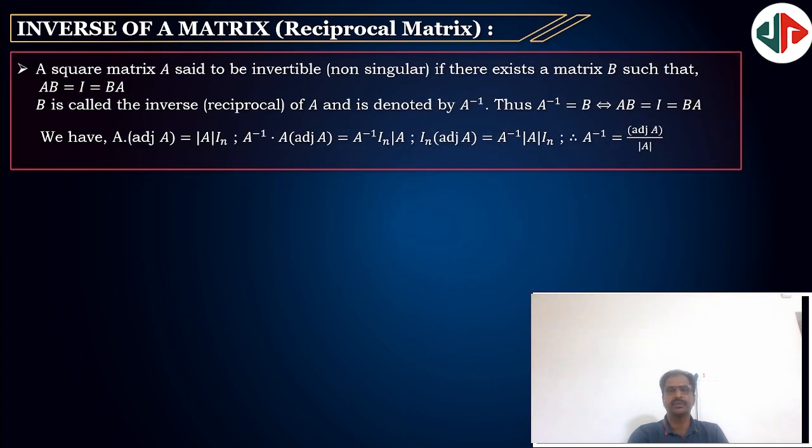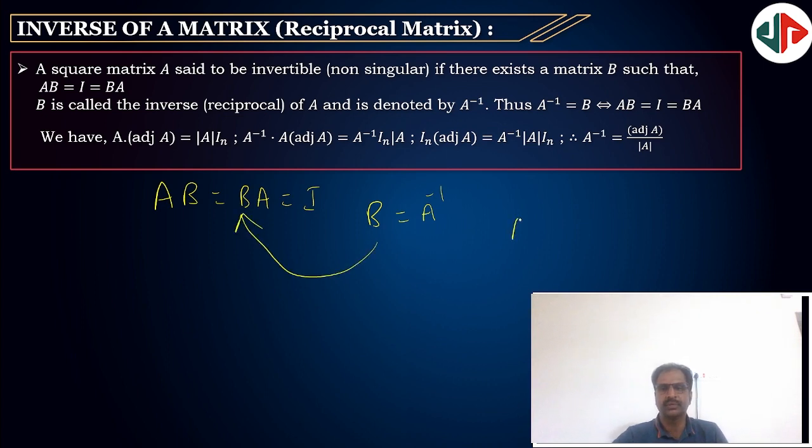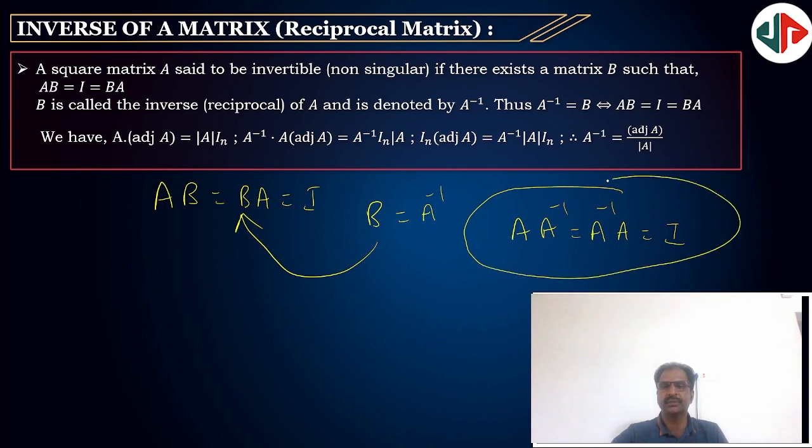Next, what is a reciprocal matrix or inverse of a matrix? Already I gave. If A and B are two matrices such that AB is equal to BA is equal to I, then B is said to be inverse of A. Replace that B with this. Therefore, what you get? A into A inverse is equal to A inverse into A is equal to I. That is, any matrix multiplied with its inverse gives unit matrix or identity matrix.